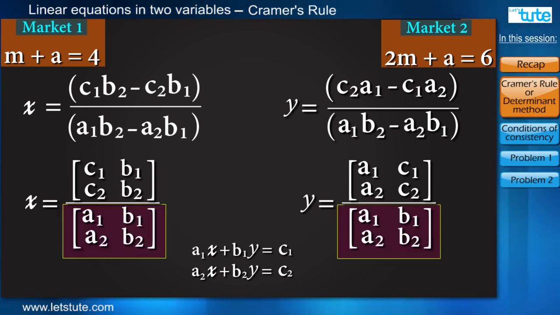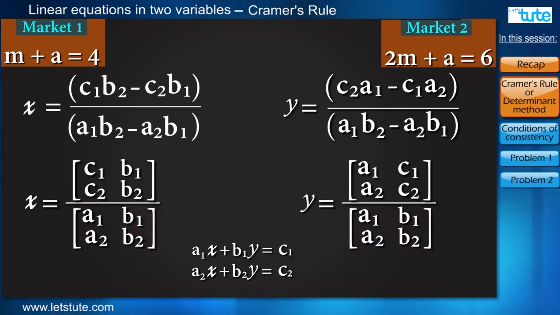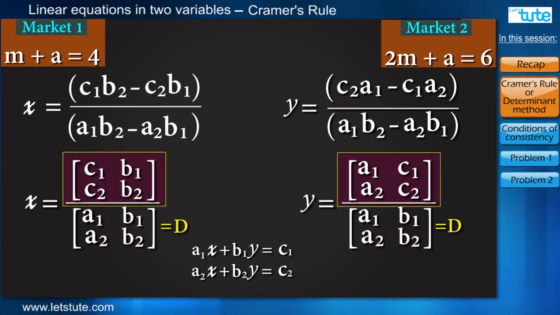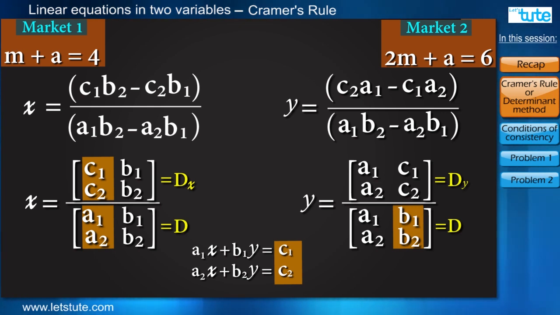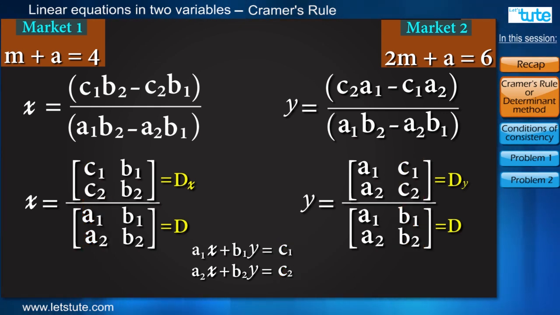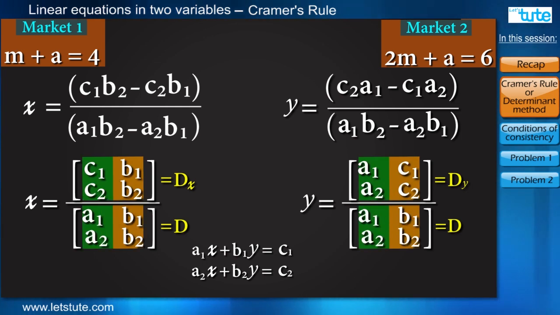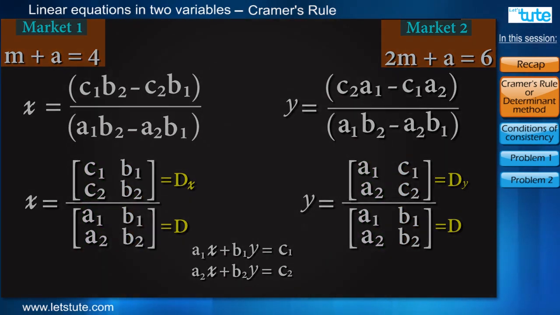As you can see, the denominator of both the variables is the same, which is denoted by the letter D. D is formed by simply writing the coefficients in the determinant in the same order as given in the equations. And the numerators of x and y are denoted by Dx and Dy respectively. Dx is formed by replacing the first column of D with the constants, and Dy is formed by replacing the second column of D with the constants. Since this determinant has two rows and two columns, it is called a determinant of order 2.